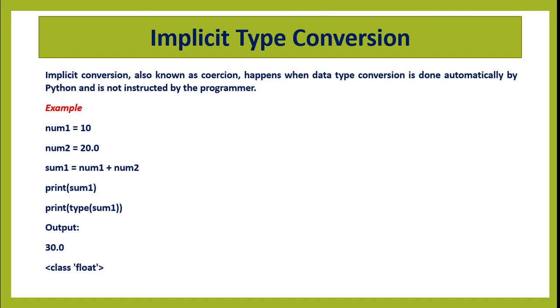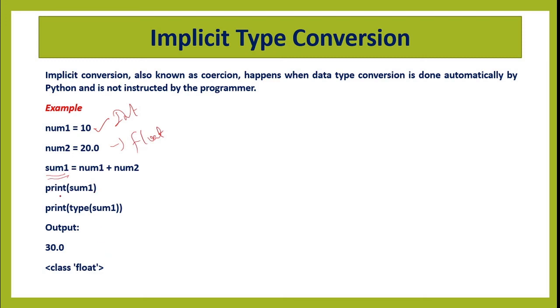Next is implicit type conversion. Implicit conversion is also known as coercion. This happens when the data type conversion is done automatically by the program. It is not instructed by the programmer. See the example here: num1 = 10, num2 = 20.0, then sum1 = num1 + num2. Here this one is an integer and this one is a float. Then we are doing the addition, and this is stored in sum1.